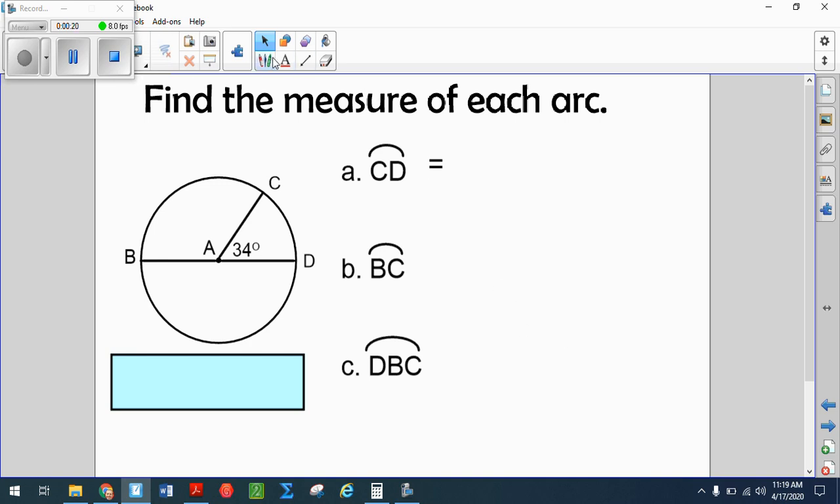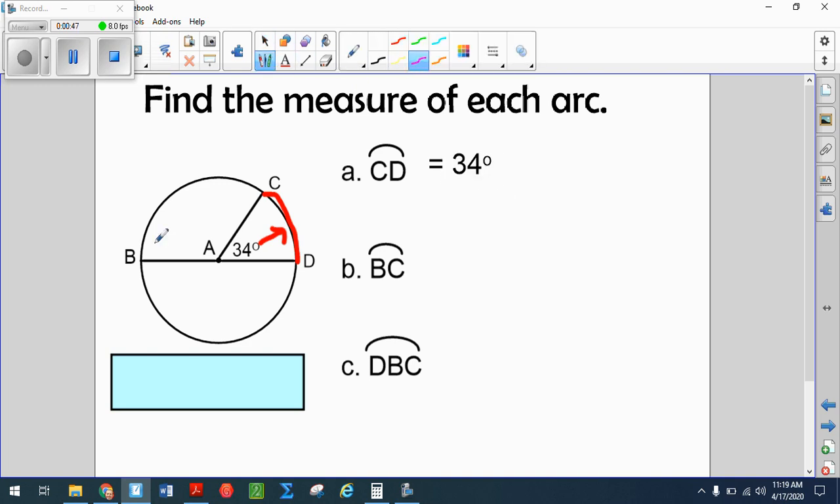I'm going to start with arc CD. Arc CD, I'm going to use my red pen, kind of highlight where that is. That's arc CD. We use 2 letters to show a minor arc, meaning that it's less than 180 degrees. And we say that the measure of the arc is the same as the measure of the central angle. So 34 degrees is that central angle. So the measure of my arc is also 34 degrees.